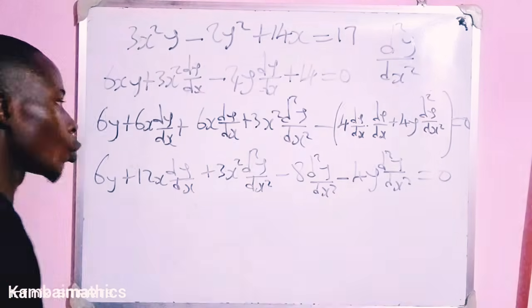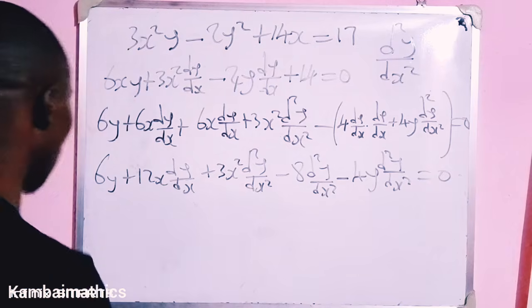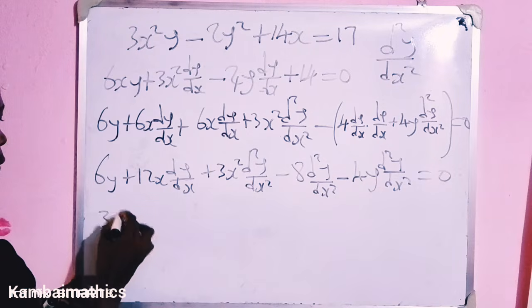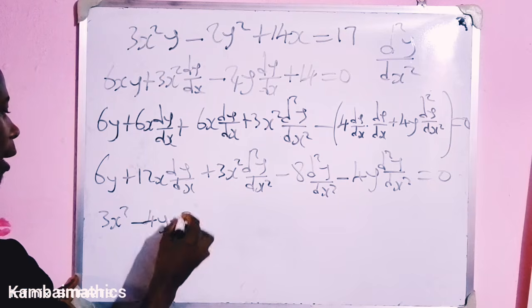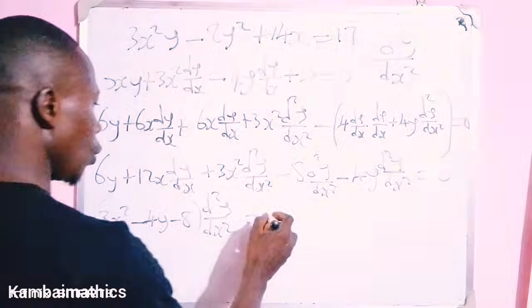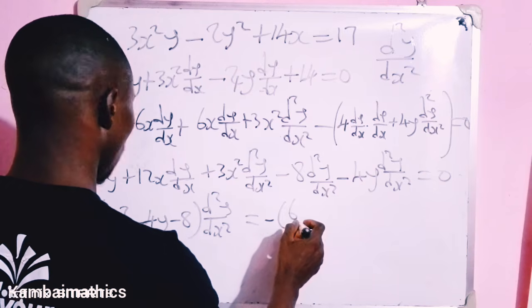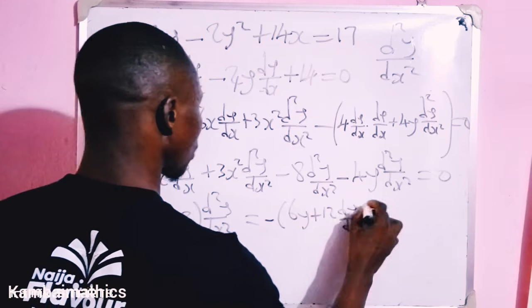So the question asks us to find the second derivative. If we are to find the second derivative of this one, we will take this and this to the other side, so that we will factor the d²y here. We will have 3x² minus 4y minus 8 all in bracket, d²y all over dx² is equals to this particular one. It will give us minus open bracket 6y plus 12 dy over dx, close the bracket.